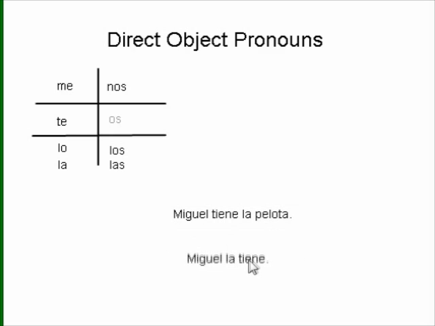So here we are, "Miguel tiene la pelota" was the original sentence, but if we wanted to shorten that, take out "pelota" because we already understand that that's what we're talking about, then we use the appropriate direct object pronoun "la," and we put it before the verb, and we have "Miguel la tiene." In English, what this would be is "Miguel has the ball," or "Miguel has it."